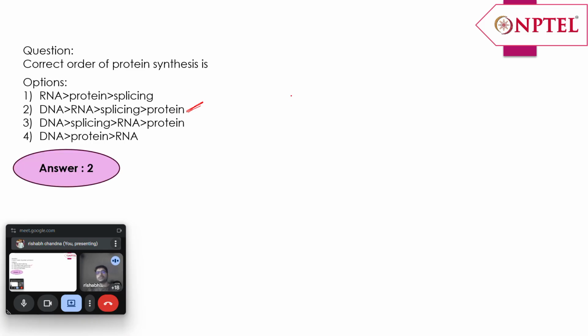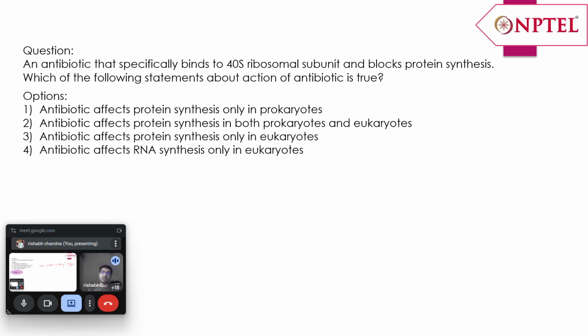That is, from DNA, first the RNA is formed. Okay. Then after formation of the RNA, splicing happens, that means removal of the introns, and then mature mRNA leads to translation, that is the formation of the protein. Okay, so this is the correct order. Then let's move on to the next question. An antibiotic that specifically binds to the 40S subunit and blocks protein synthesis. Which of the following statements about the action of this particular antibiotic is true? So what can be the correct answer?